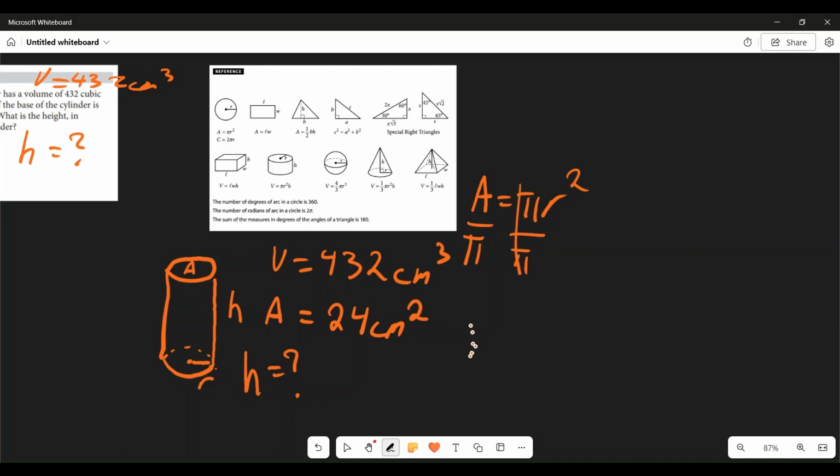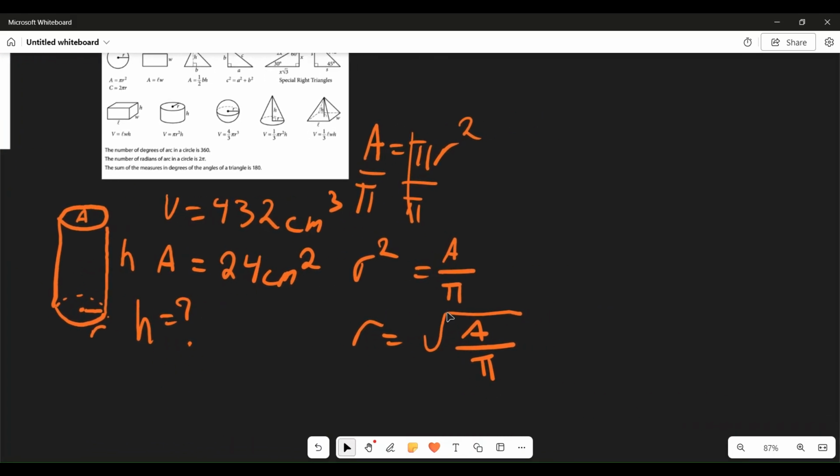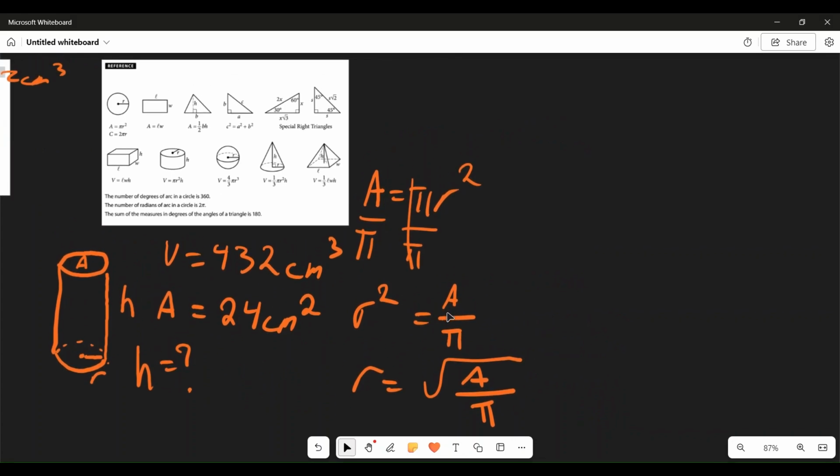That cancels out. We are left with r squared is equal to a over pi, where a is our area, or in other words, r is equal to the square root of a over pi. Okay, so now we know what r is supposed to be. Now we can use the volume equation, right?